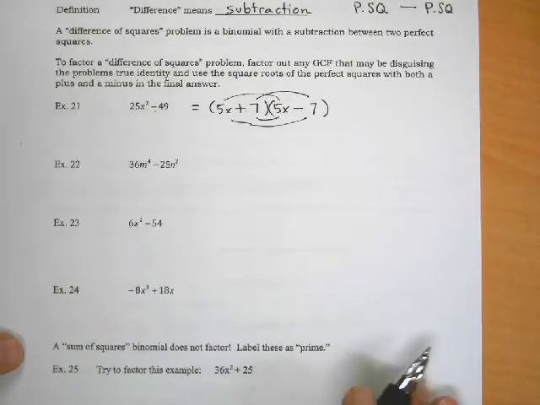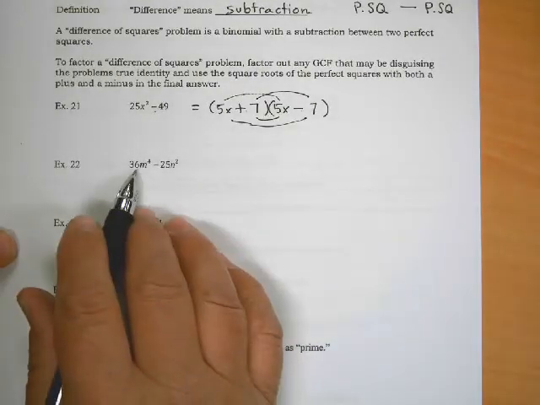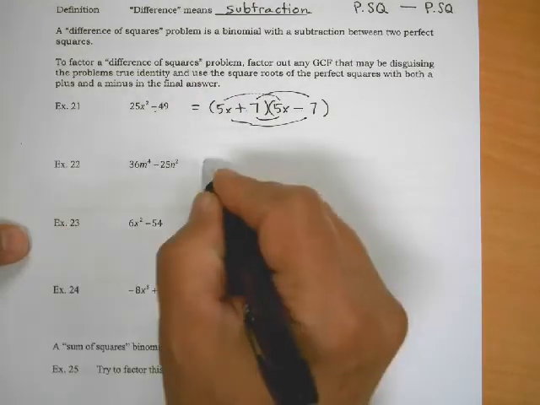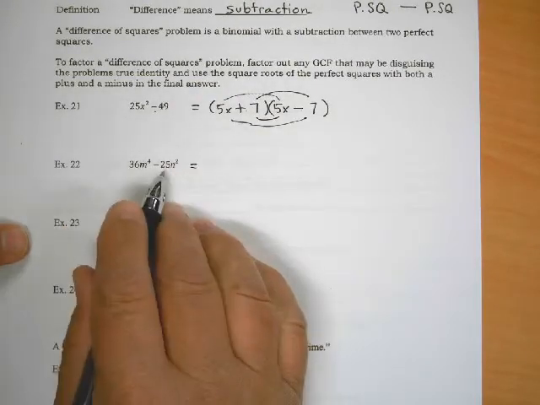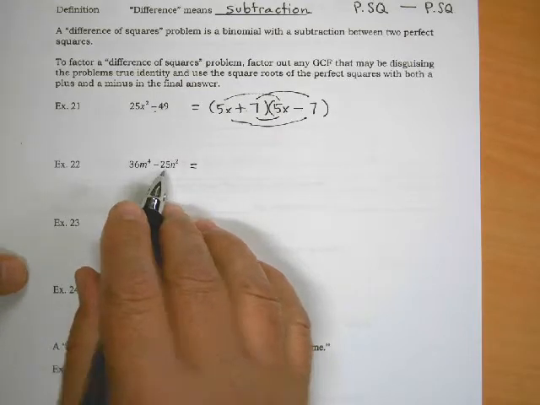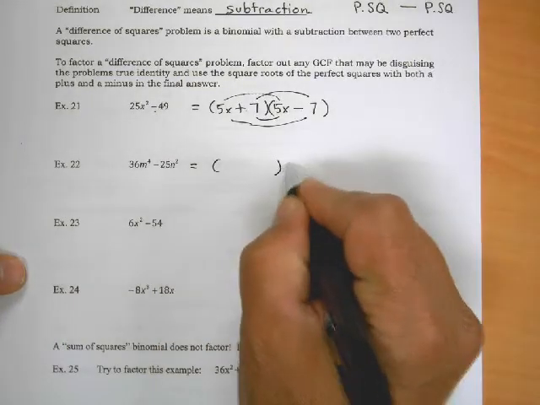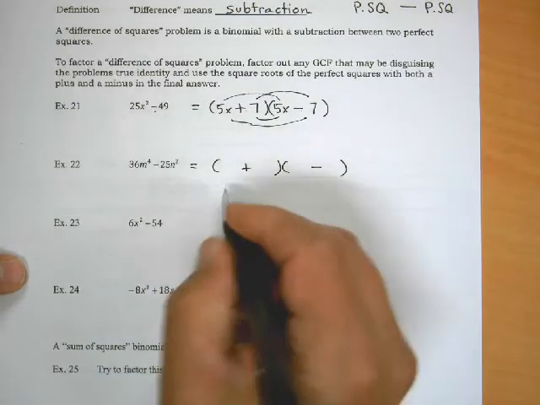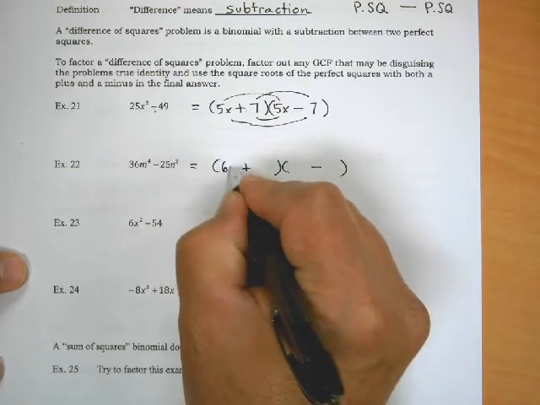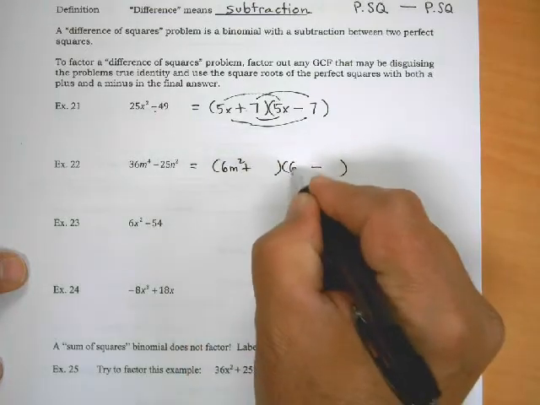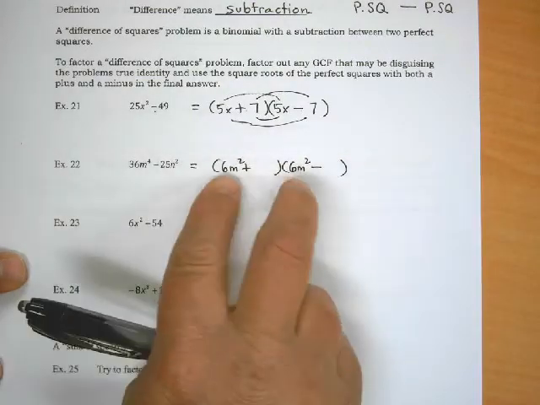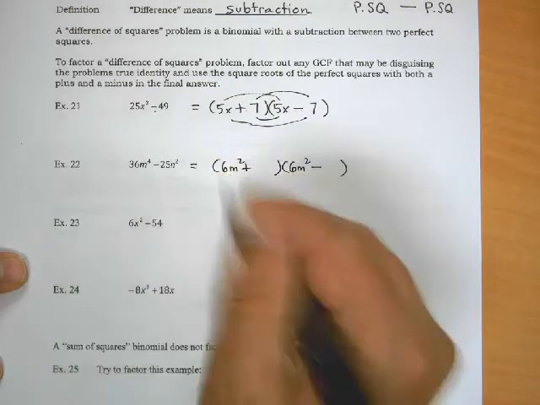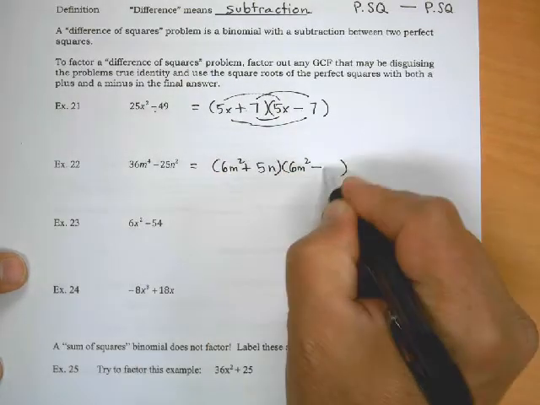Okay, here's another example of that. This one is 6m to the second times 6m to the second. The back one is 5n times 5n. So we just start out with the plus or minus sign here. Always plus or minus. And you go 6m squared times 6m squared. That gives you 36m to the fourth. And 5n and 5n.